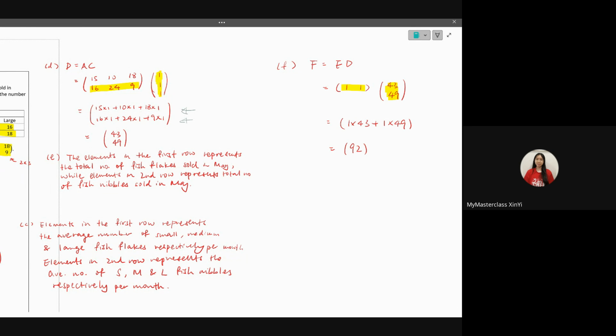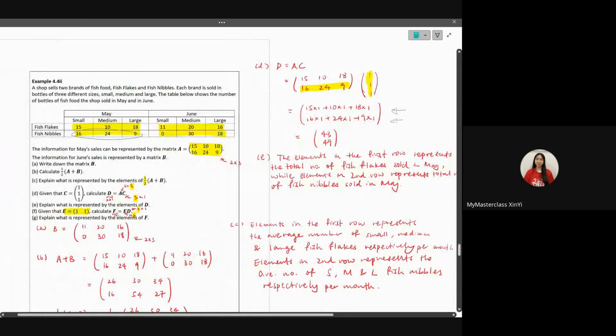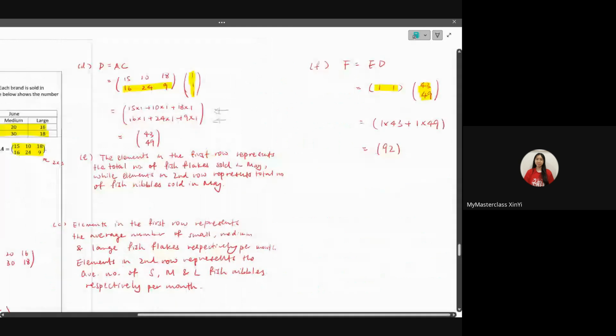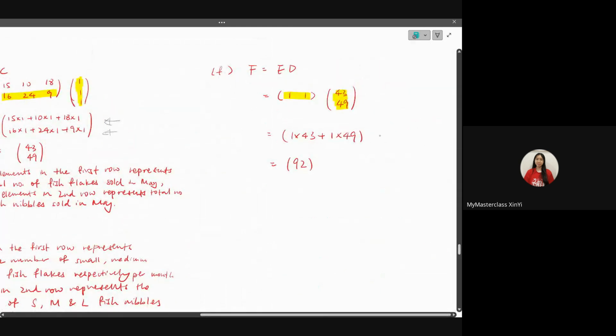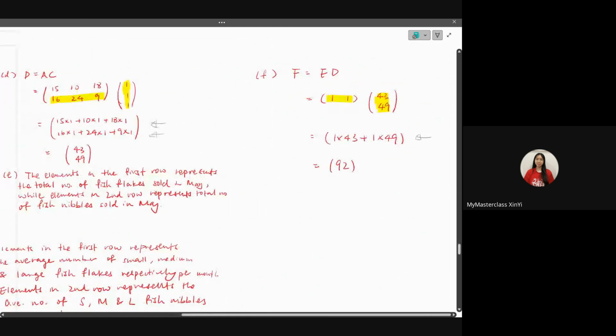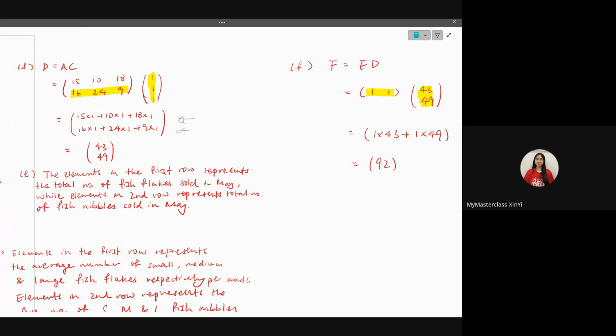Again, part G. Explain what is represented by the elements of F. So elements of F, what have you done? Basically, you have added up 43 and 49, right? So what is 43 and 49? From part E, you know 43 and 49 represent the total number of fish flakes sold and the total number of fish nibbles sold respectively, in May.